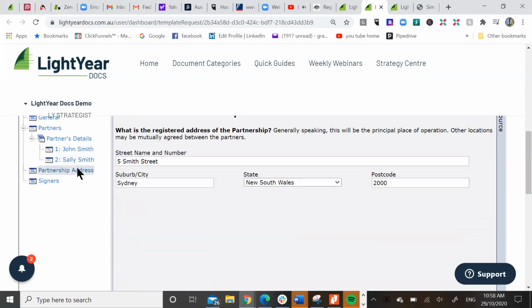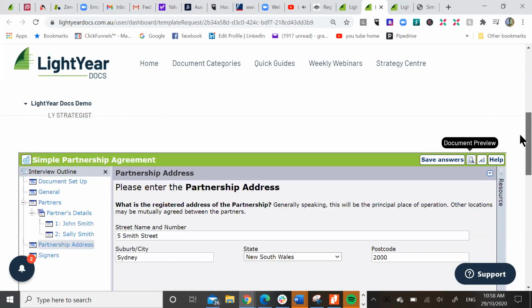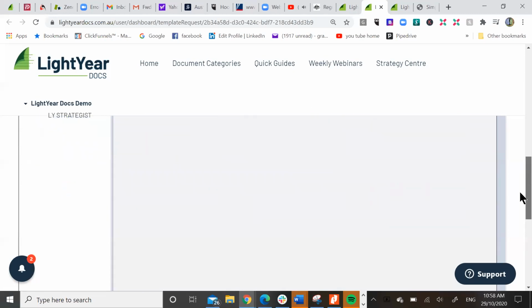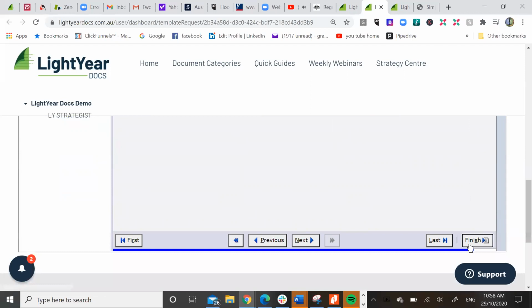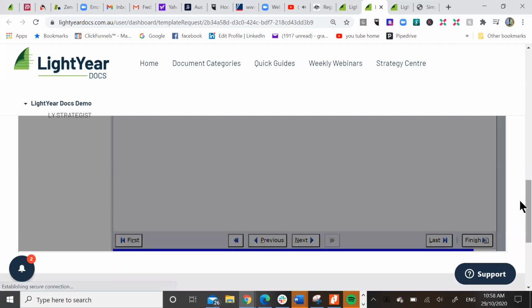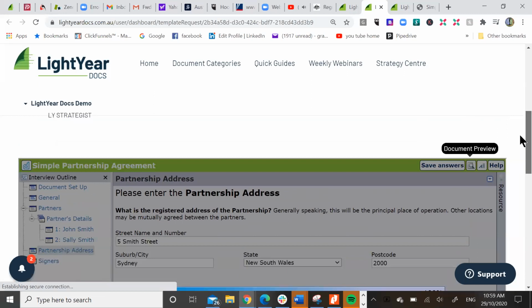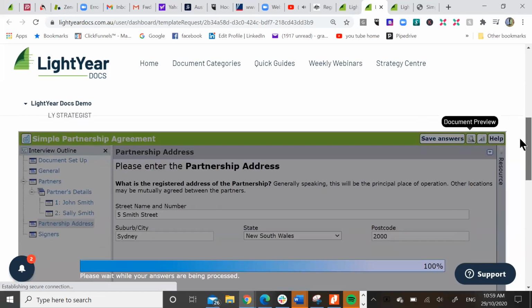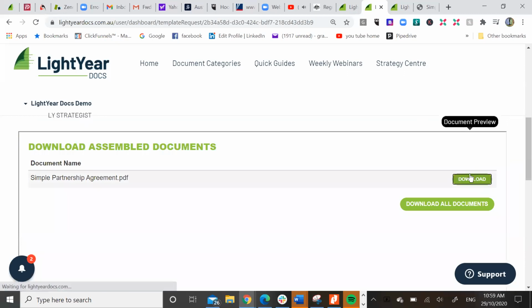Partnership address, it could be where they live, or it could alternatively be the property. So it's just essentially where the operations are. So let's go and finish and have a look at what the document looks like. I use the Abbott-Family logo, but you can use obviously your logo as well. So we'll pull that up and let's have a look at the document itself.